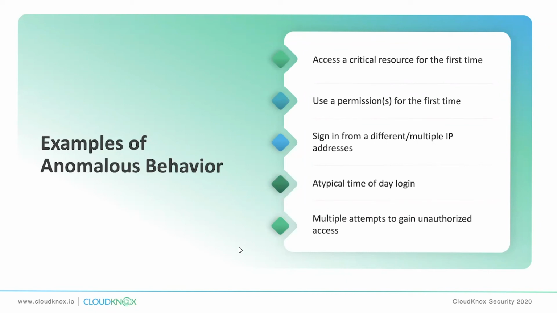Additionally, conditions like impossible time travel, simultaneous access attempts from 2 different countries, or multiple failed access attempts in a short time window should be investigated as anomalous as well.